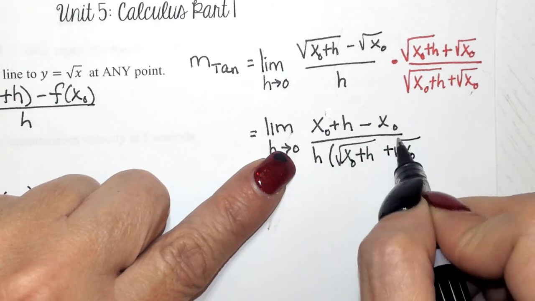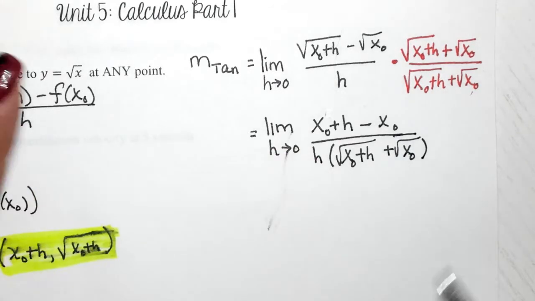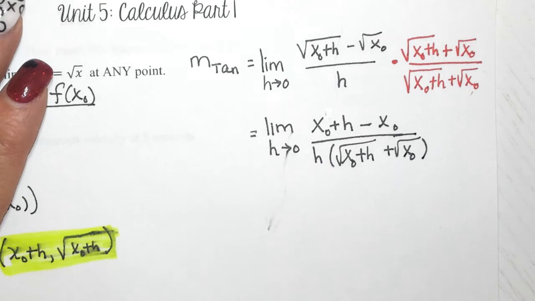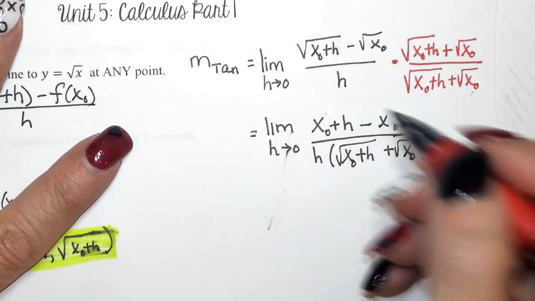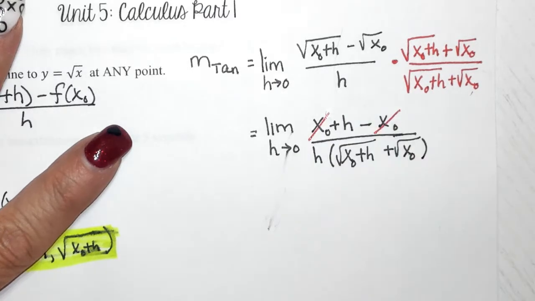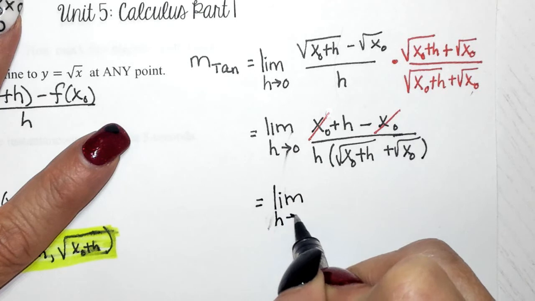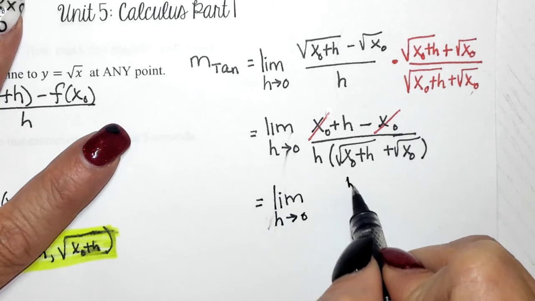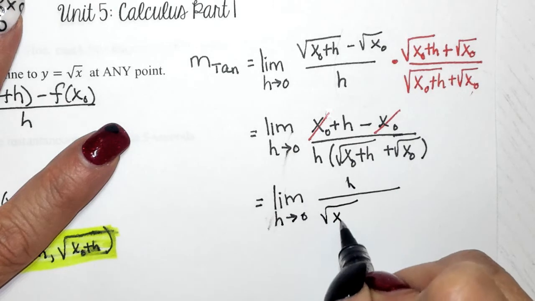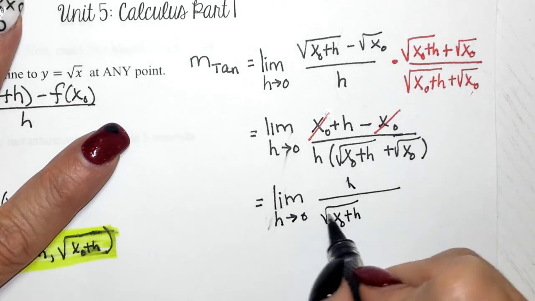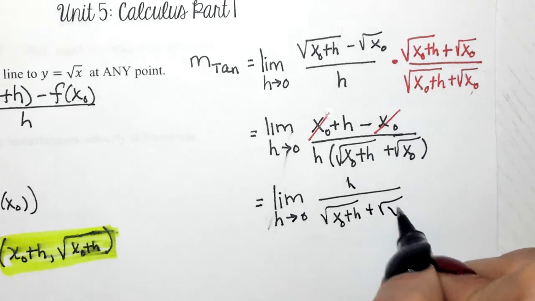And the reason why is because remember, we're trying to get rid of the h. And so hopefully that h is going to go away here in a minute. All right, x naught and x naught, those are going to cancel out, right? So here's what we've got. We've got the limit as h approaches 0 of h over the square root of x naught plus h plus the square root of x naught.